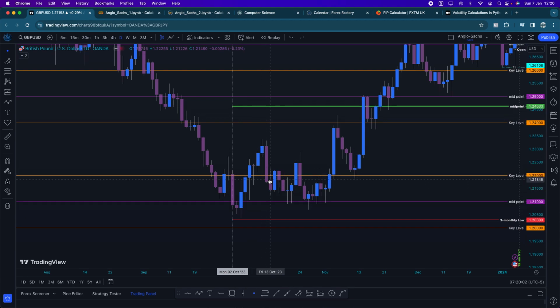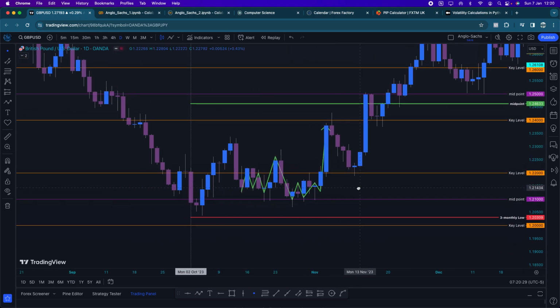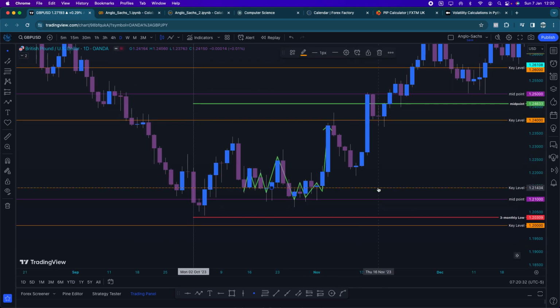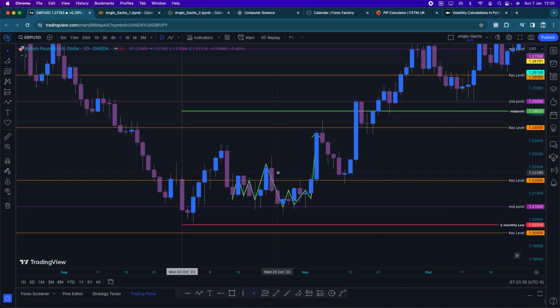Okay, and then what happens is between this key level and this midpoint, the price starts to accumulate, up and down, up and down, and then we get a massive surge on the 2nd of November, again at the beginning of the month, a big surge here, and then a big surge here, reaching higher, pushing higher. So what we can see is that this push up has been formulated through this accumulation phase here.